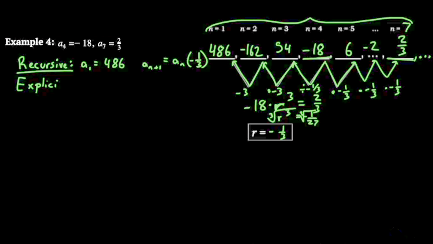So let's just wrap this up by writing an explicit rule, and this will be the most efficient way of writing this sequence. So we don't have to say where to start, we just start writing the rule, a sub n equals. Just like before, we'll start with our first value, 486, because everything else depends on that. But then what are we doing to it? We're multiplying by negative 1/3 over and over again, and the number of times is n minus 1. So you raise that to the n minus 1 power.